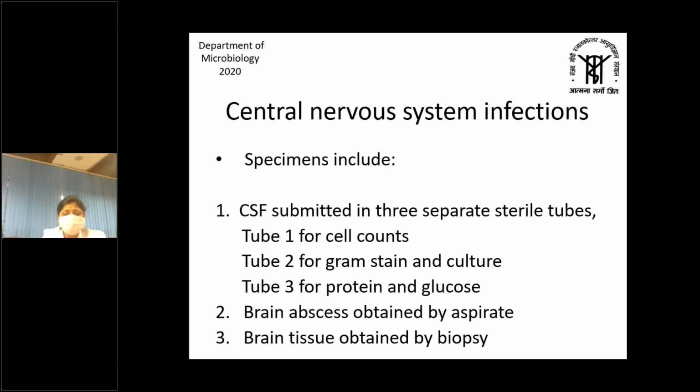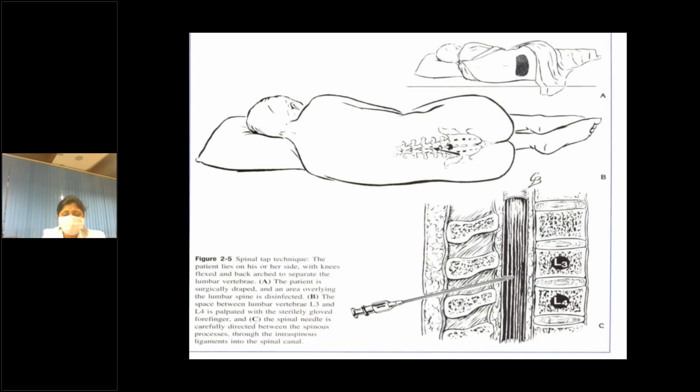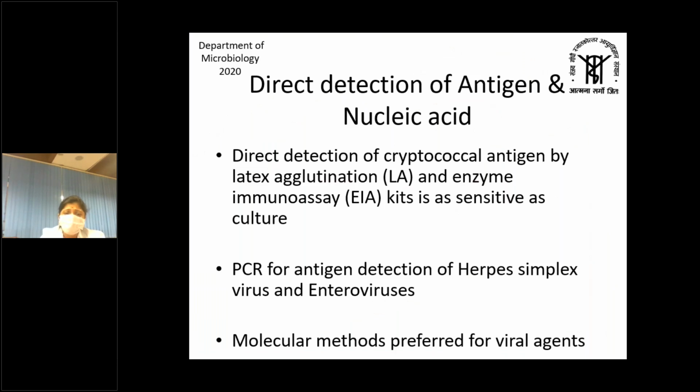Other CNS samples may come from a brain abscess or biopsy. This is the spinal tap technique, which we are all familiar with and which has to be performed very aseptically. For cryptococcal meningitis, we have direct detection of cryptococcal antigen by the latex agglutination test, which is highly sensitive and specific. In fact, it is much better than microscopy itself, though of course the presence of capsulated budding yeast-like cells confirms the diagnosis of cryptococcal meningitis.